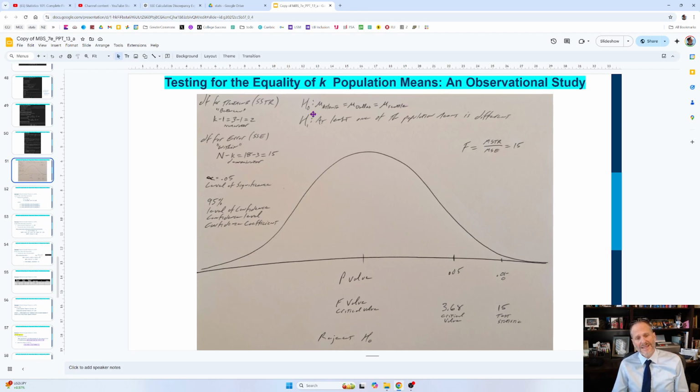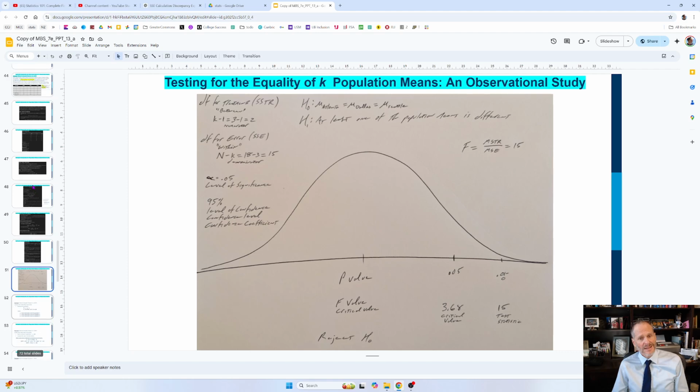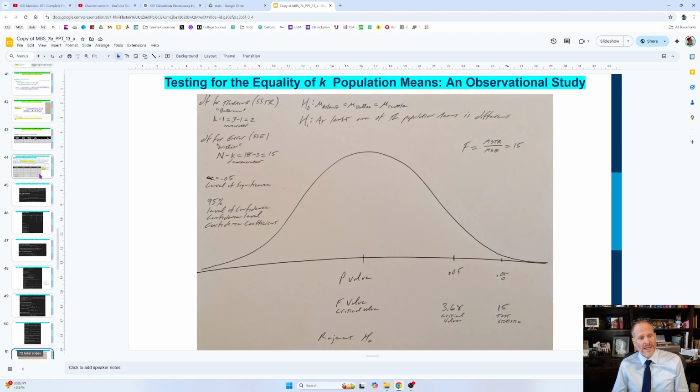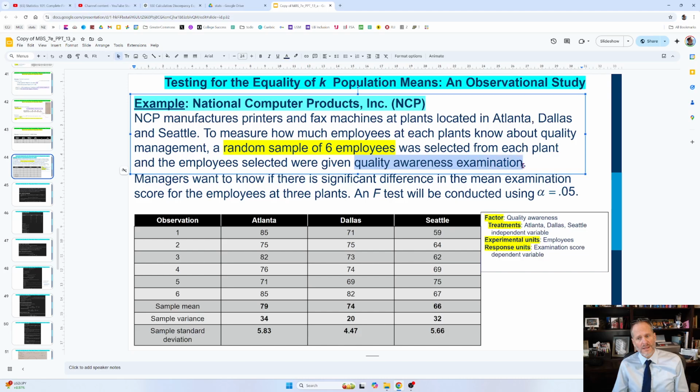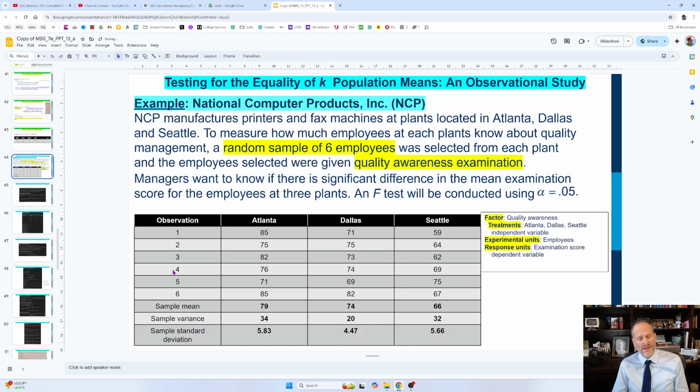And what we're going to be able to say with 95% confidence, that'll be our confidence level, our confidence coefficient, is that we're rejecting the null hypothesis. That means that at least two of these are not equal, right? They have different population means. And employees at different sites, whether it's Atlanta, Dallas, or Seattle, have different levels of awareness about quality, right? So it's a quality awareness examination, and there's different levels of awareness of quality at the different places.